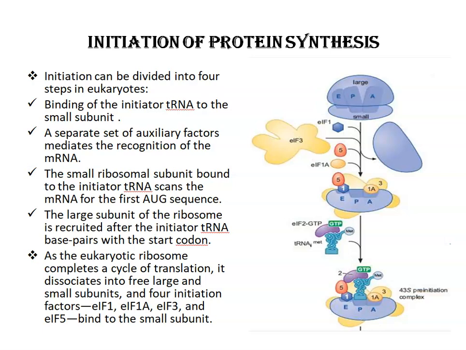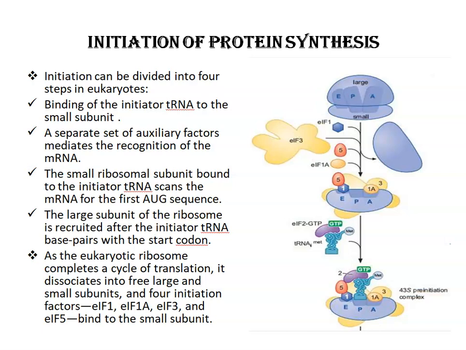So this initiation process can be divided into different steps. Number one, binding of the initiator tRNA to the small subunit always precedes association with the mRNA. A separate set of auxiliary factors mediate the recognition of mRNA. Then the small ribosomal subunit bound to the initiator tRNA scans the mRNA for the first AUG sequence. AUG is a start codon sequence.